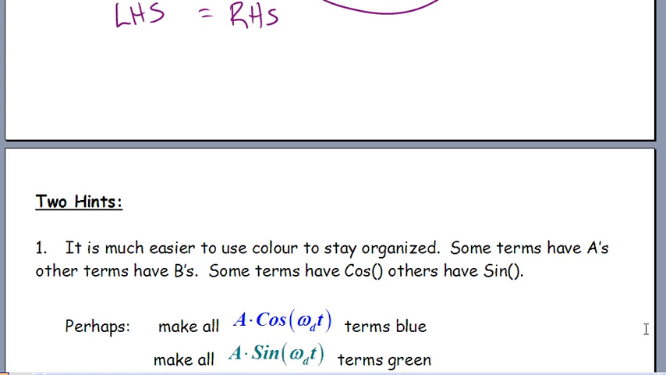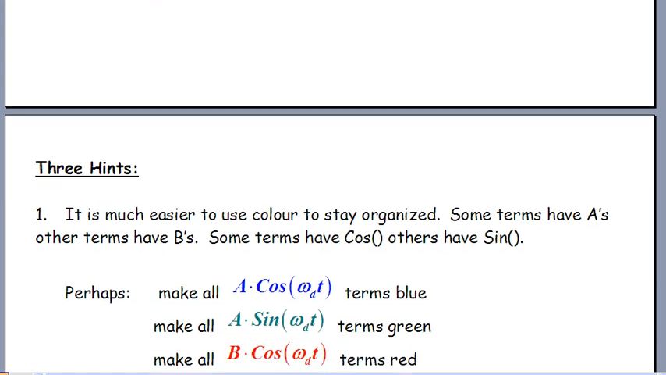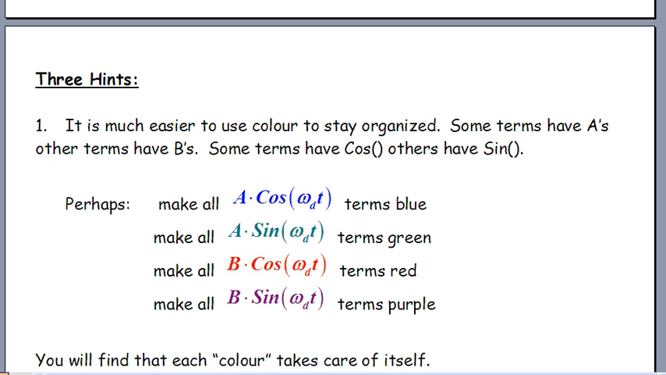Some hints. I said 2 hints, and that's actually not right because I wrote another one in there. So at least 3 hints. Number 1, you're going to find it's a lot easier to use color to stay organized because there are so many terms, 14 of them, and actually a couple of them split apart and become 2 more.